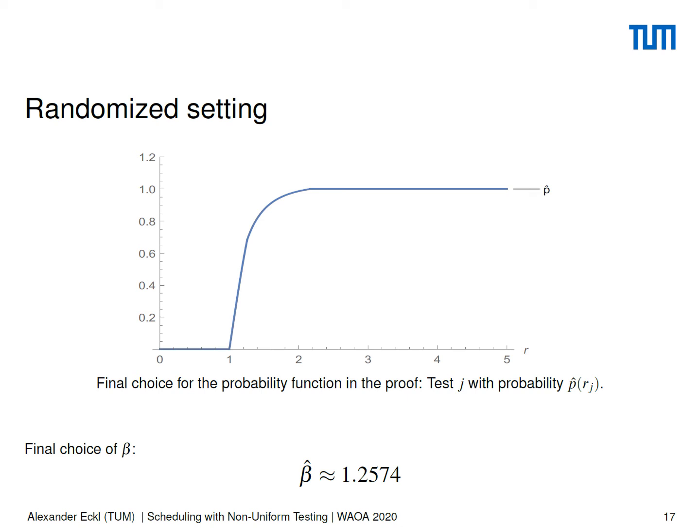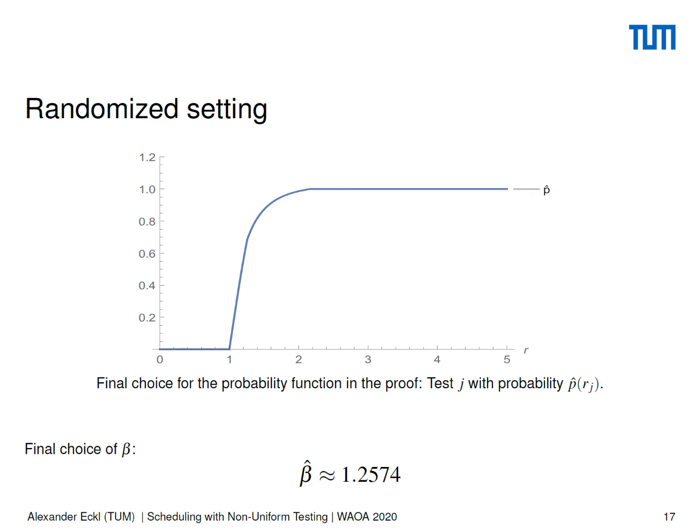As we can see, between 0 and 1, this value is 0, which makes a lot of sense because if the ratio is less than 1, that means the testing time is larger than the upper bound, and that means we shouldn't test. From 1 to about 1.3, the probability then linearly increases. From 1.3 to 2.2, it then tapers off until for values higher than 2.2, we just set the probability to 1. So that means between 1 and 2.2, we slowly increase the probability of testing the job, and then for higher values, we just always test the job.